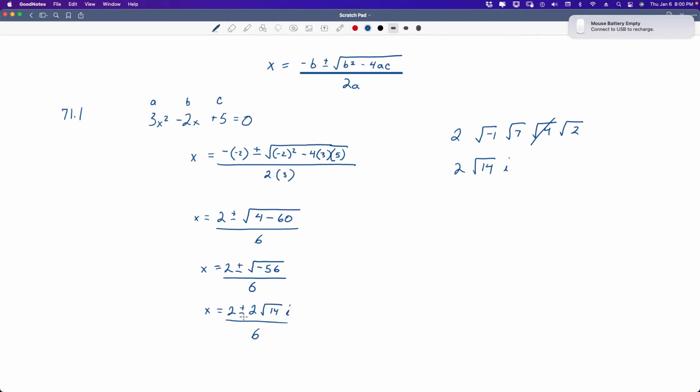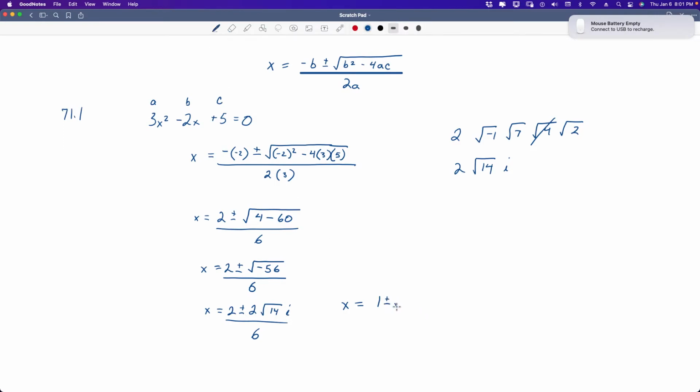But guess what? We can reduce this. So we can say x is equal to 1 over 3 plus or minus the square root of 14i over 3. And the reason I did this is because you can divide 2 by 2, get 1, and we can divide 6 by 2 and get 3. You can still put it all over the same if you want to. It's perfectly fine. You can write it just like this.